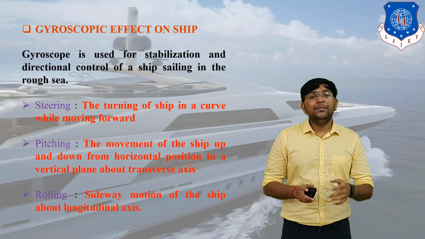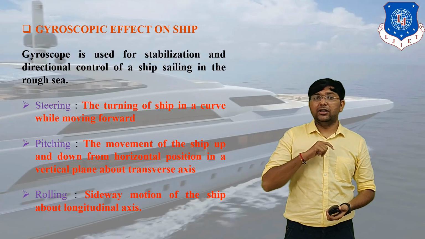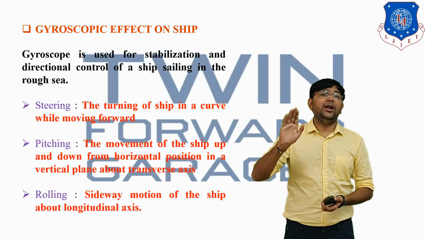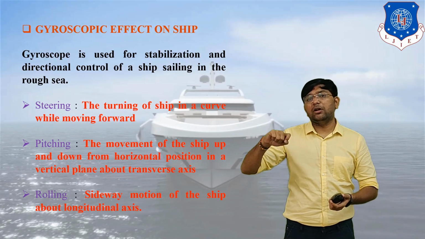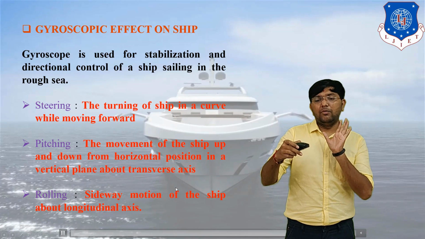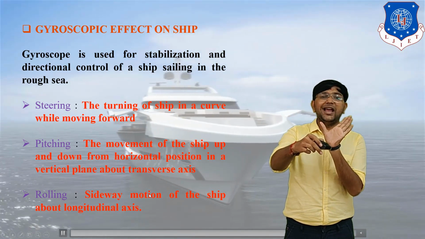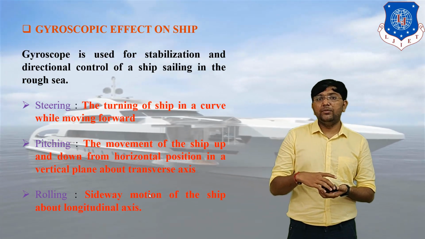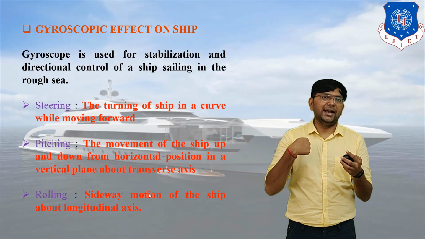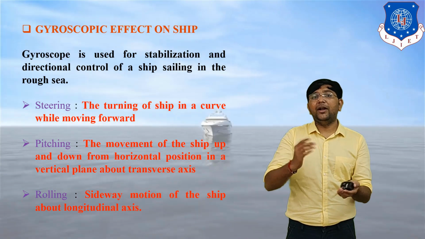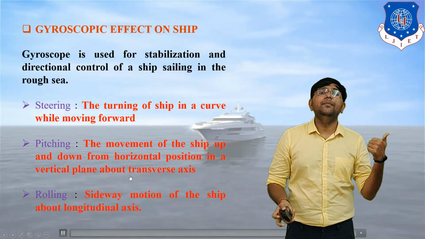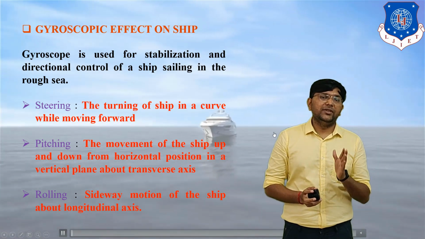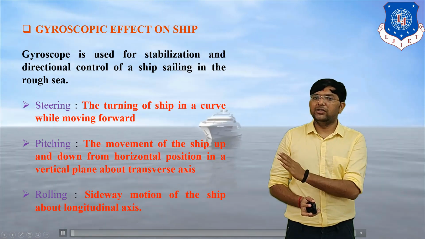Second is pitching motion. Now what is pitching motion? Pitching motion means the cyclic up and down motion of the ship because of water waves, and you can observe pitching motion from the side view of the ship. The third one is rolling motion. You can observe rolling motion from the front side, where there is a cyclic up and down motion of the starboard and the port side. So this is the basic terminology of the gyroscopic effect on a ship.